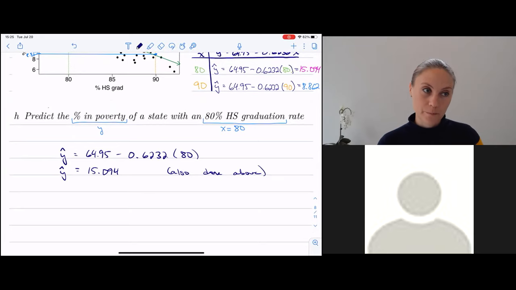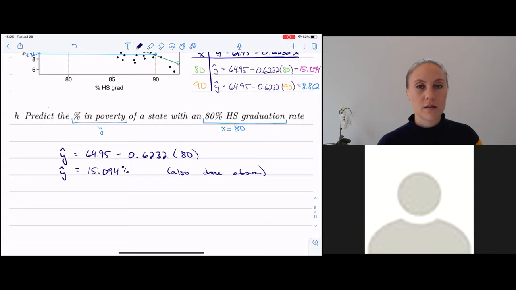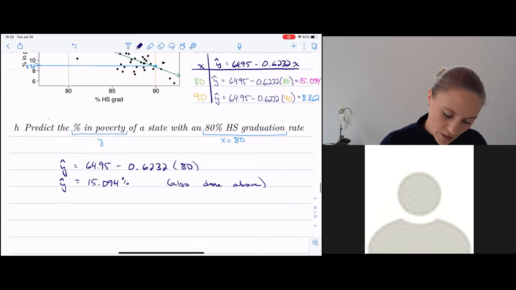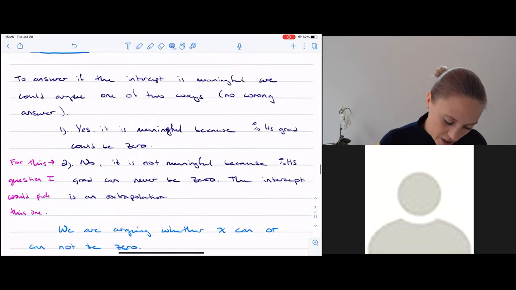Okay. So that's good. So then the predicted percentage in poverty for a state with an 80% high school graduation rate is 15.094%. All right, that's the predicted percentage in poverty. So now we want to do another prediction.